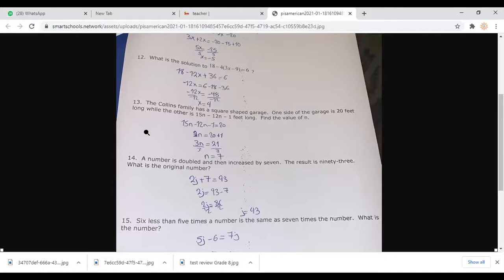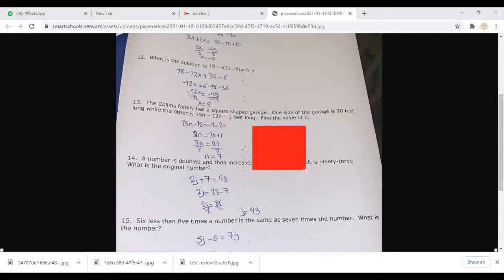Yes, also, I want to discuss with you question number 13. The Collins family has a square-shaped garage. One side of the garage is 20 feet long, while the other is 15n minus 12n minus 1 feet long. Find the value of n. In this question, he said that the garage takes the shape of what? Of a square, right?